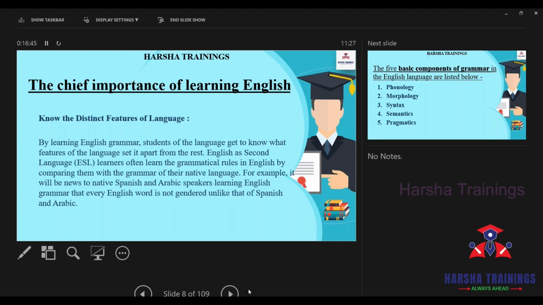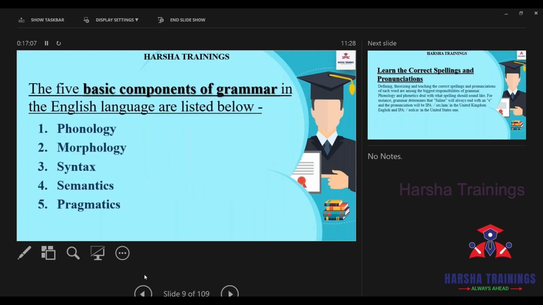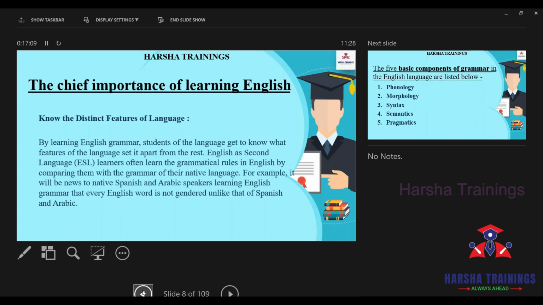So what is the advantage if you learn English grammar? The students of the language get to know what the language has, what the different features are. Generally, if we don't learn the grammar and the language in depth, we can manage to communicate with each other in English, right? But what happens if we know correct grammar? Obviously, we will be set apart from the rest of the crowd, right?